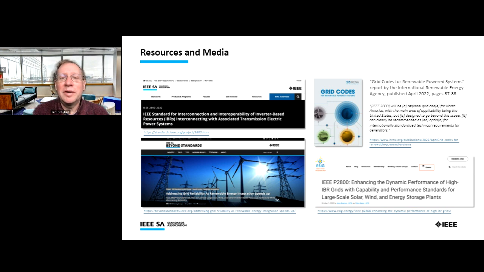And then another thing that was kind of interesting on the right side, Jens may speak a bit more about this as we go on: IRENA actually recently released a document on grid codes for renewable power systems. And it did feature a line in there, which you see highlighted, that IEEE 2800 will be a regional code for North America, with the main area of applicability being the United States, but is designed to go beyond this scope and clearly be recommended as an option for international standardized technical requirements for generators. So we were glad to see that they included that in there, which gives further credence to the importance of this particular standard. And then you'll see another link to ESIG, which also has a document talking about 2800. So a lot of really good resources that will help you learn more about it in addition to this webinar.